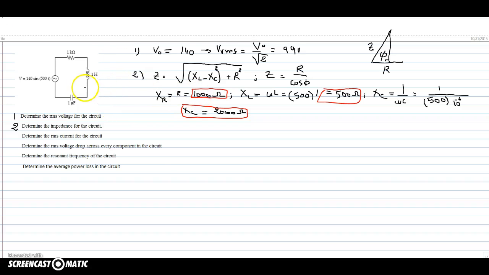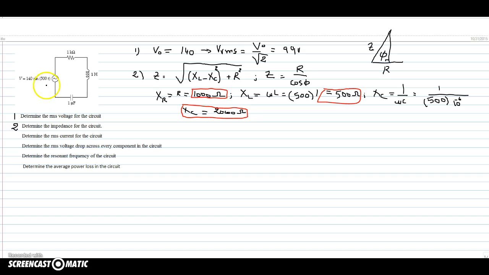So this is an RLC circuit with an AC source defined like so. We have 140 sine 500t. Notice an oscillation can be described with sine or cosine.